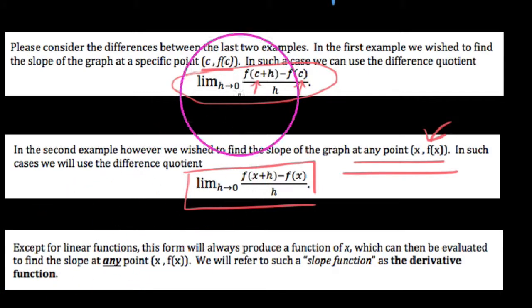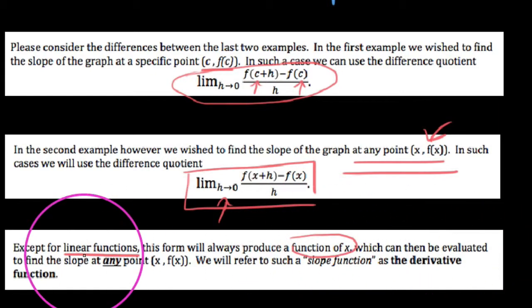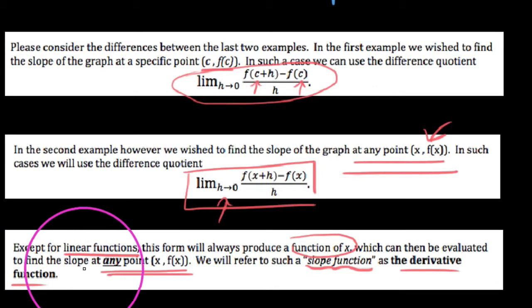But with the exception of what we just did, which was a linear function, what I can tell you is that in the second instance, when you leave x alone, it always produces what we call a function of x, which we can use to find the slope at any point on this graph. We'll refer to this slope function, where we left x alone, as the derivative function. So in the next video, we're going to define what we mean by the derivative and show how nice it is to have that formula so you can find the slope of the graph at any point x.